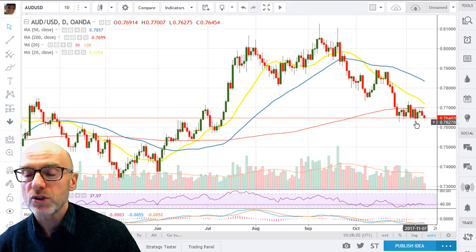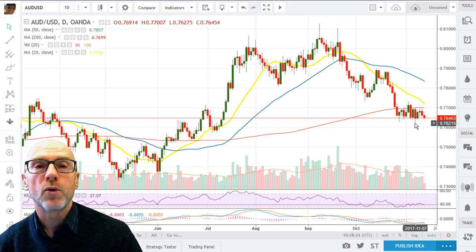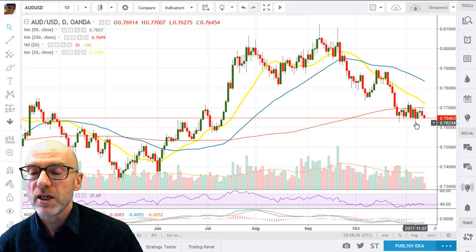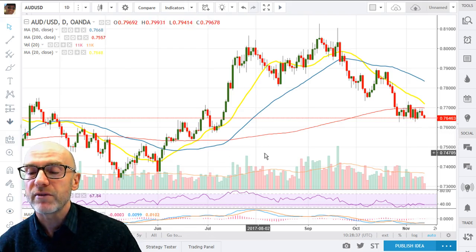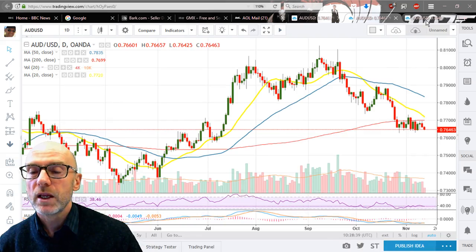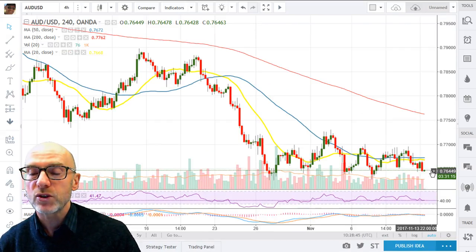There's key support seen, which I'll give you the exact values on my support resistance slide in a couple of minutes, but those key supports are here and here. Below there, really one's looking at a fall to around about the 0.754 to 75 area.